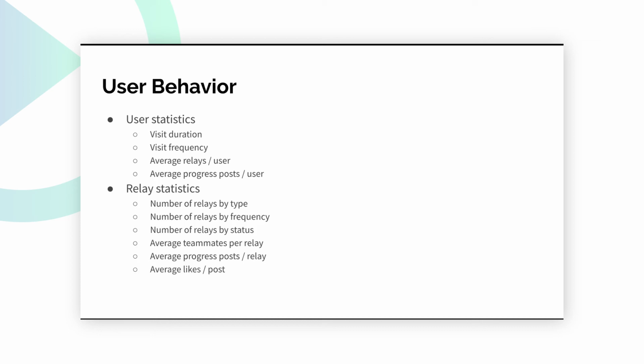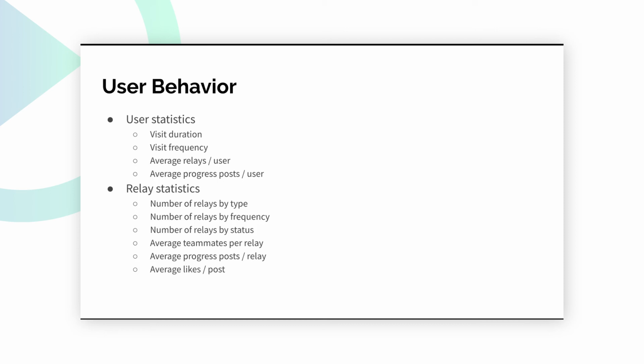And we also want to be able to see average progress posts per user. If we see that actually, despite the total number of posts on our site, the average post per user is below 1 or below some number that we're happy with, it means that there's a bunch of users on there that aren't really doing anything. And that could be something, again, to fix in the future.